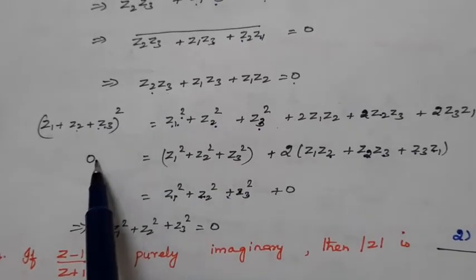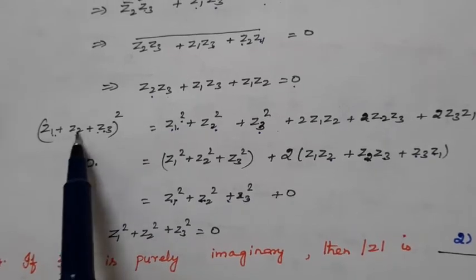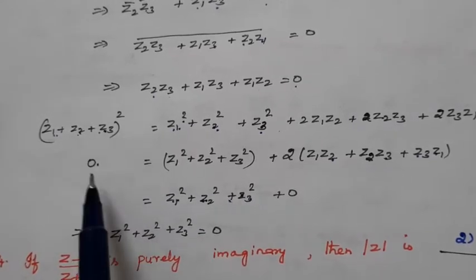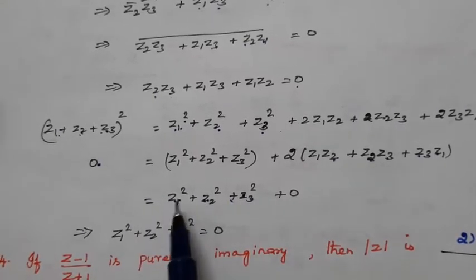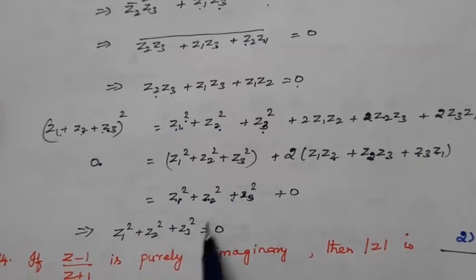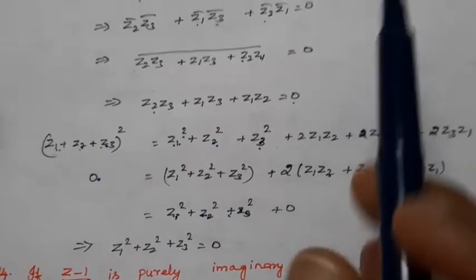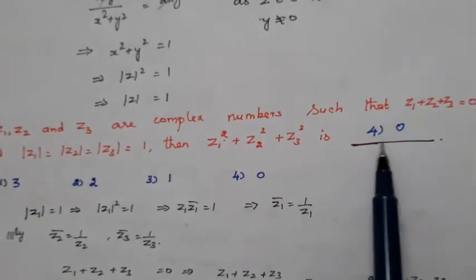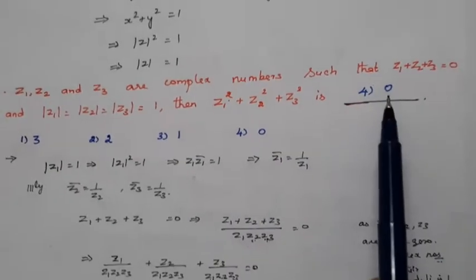And what happened to the left hand side? Z1 plus Z2 plus Z3 is given as 0, so that is also 0. So what is the value of Z1 squared plus Z2 squared plus Z3 squared? That is also equal to 0. So option 4 is the correct answer. Option 4, 0 is the correct answer.